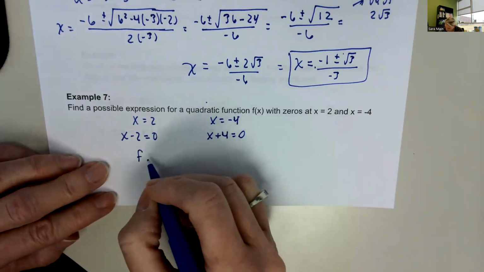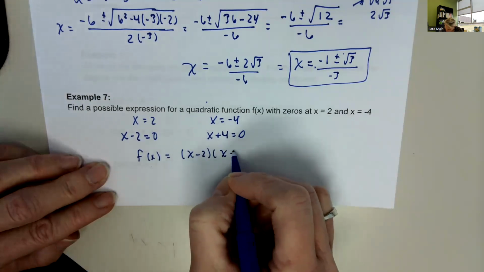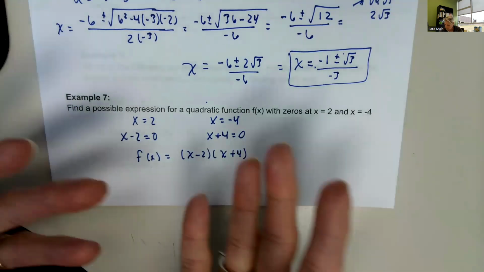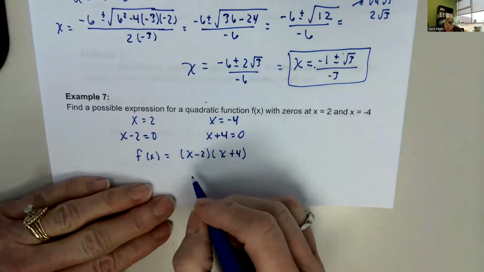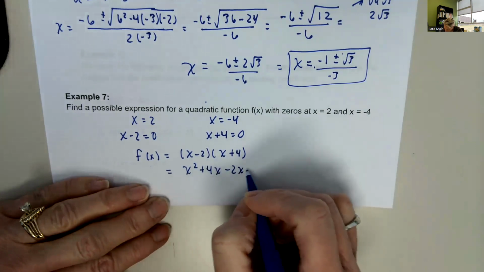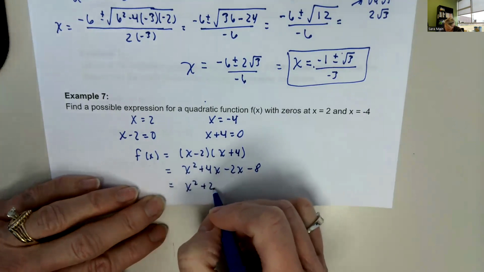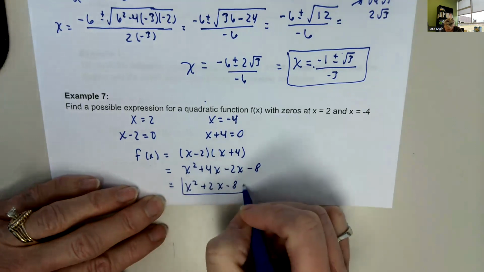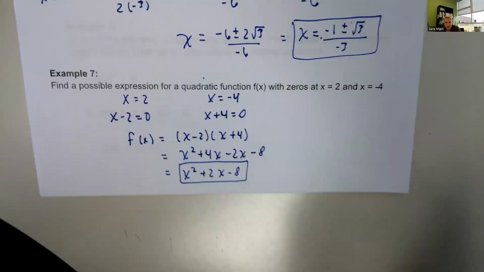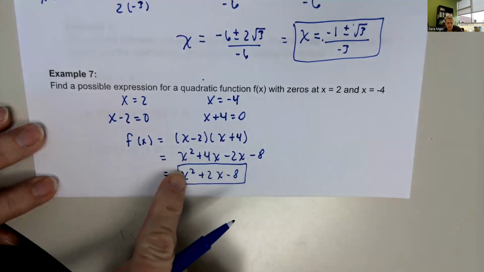And so if those are my two factors, I know that my quadratic equation is going to be my two factors multiplied together. Because that's what factors are by definition. They're numbers or letters or expressions being multiplied. And then I can multiply these, so I get x squared plus 4x minus 2x minus 8. And that simplifies to x squared plus 2x minus 8. And there is my possible expression. Now, there could be an A on here, but this is our basic expression that could work, but there could be an A that could change this a little bit.